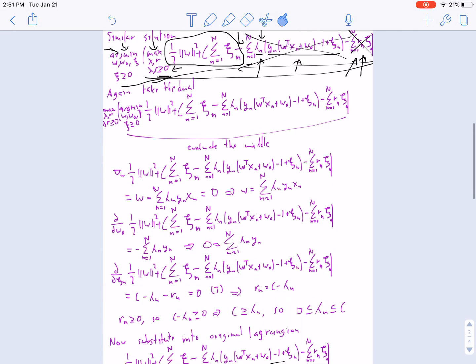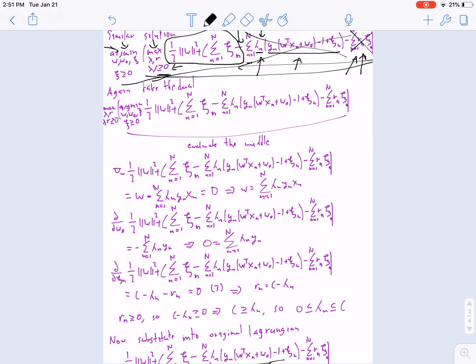Great. So again, we'll take the dual, which is to say we'll flip around our maximum and minimum. And remember, there are certain conditions that need to hold in order for this to happen, but in this case they do.